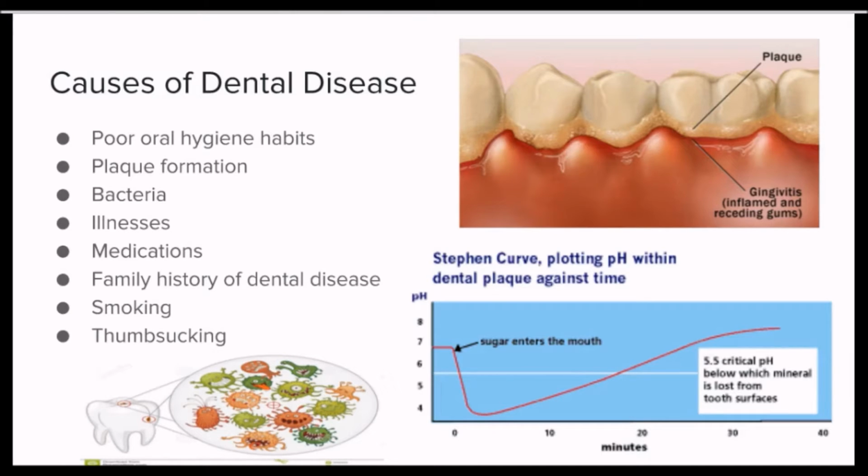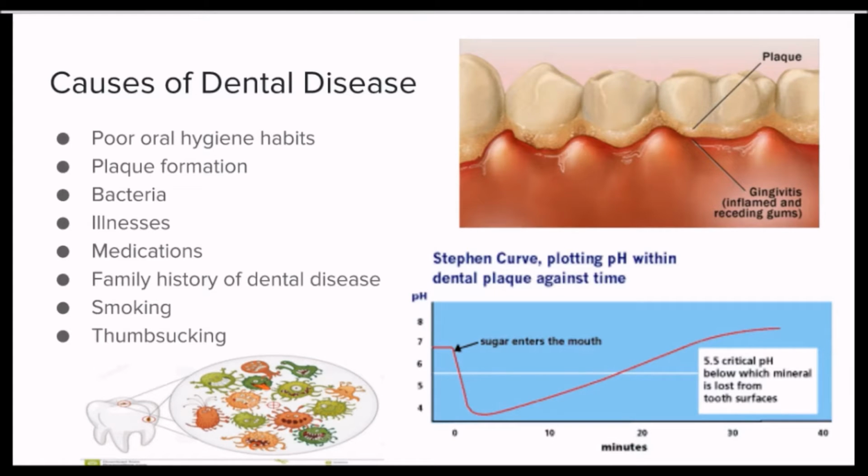Now, causes of dental disease. The number one cause is poor oral hygiene habits: not brushing your teeth, not flossing, not taking care of your mouth. That in turn causes an excess of plaque formation and bacteria in your mouth, which tend to break down the teeth.